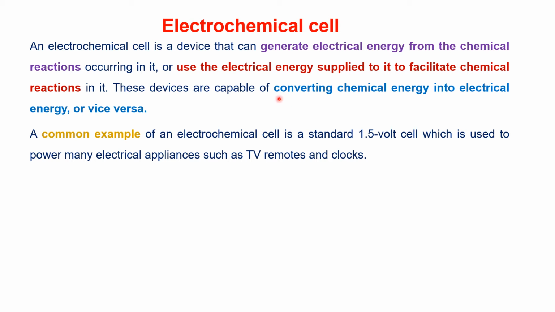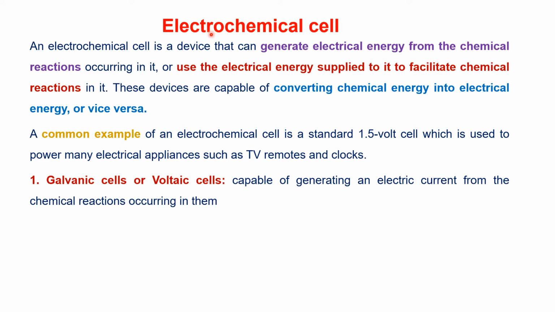So it means that these devices are able to convert chemical energy into electrical energy or electrical energy into chemical energy. Some common examples are 1.5 volt cells, which are used in many electrical appliances such as TV remotes and clocks. An electrochemical cell is divided into two categories.